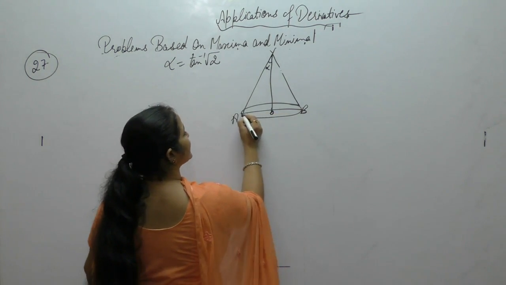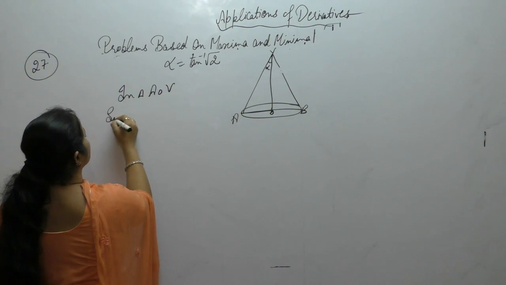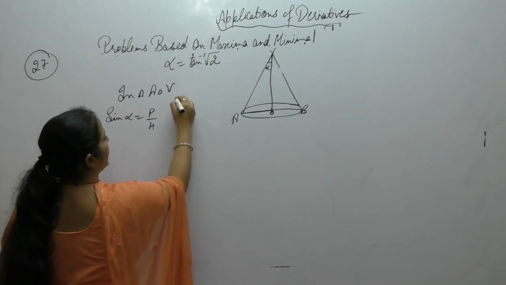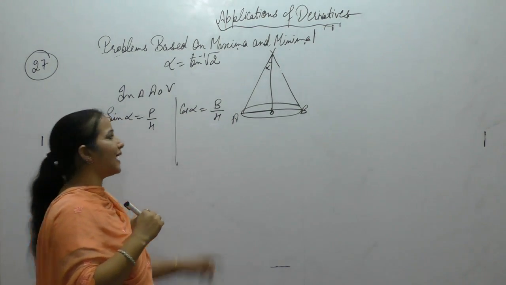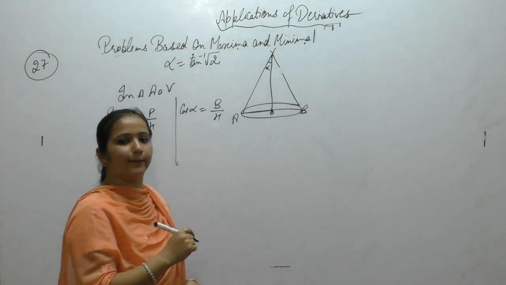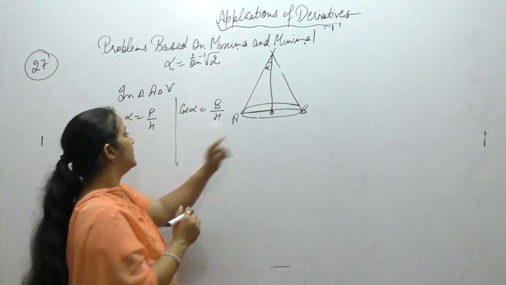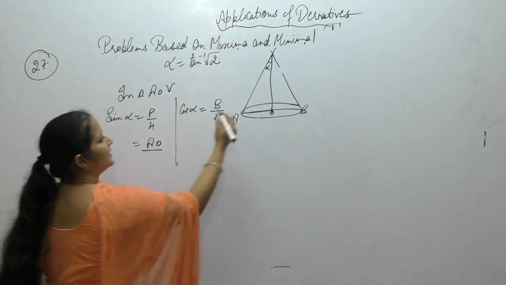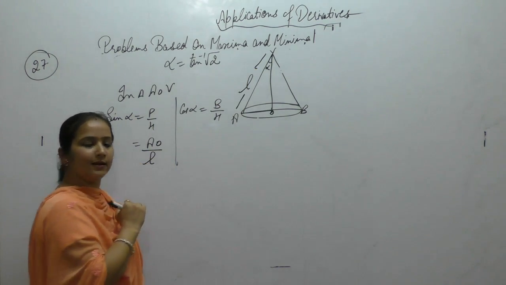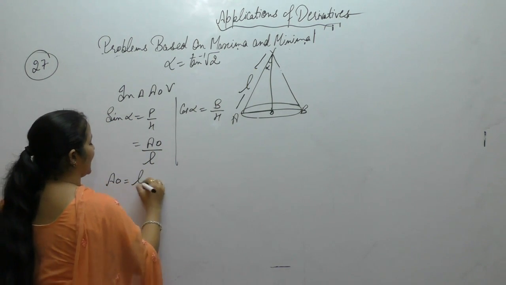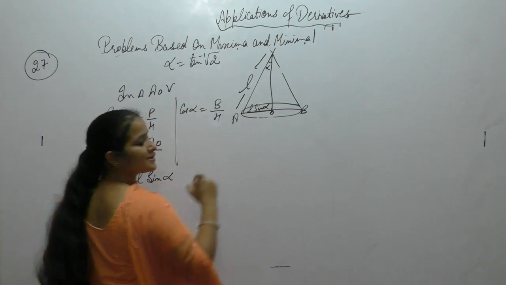We have to find these sides in triangle AOV. Sin alpha is equals to P upon H. Cos alpha is equals to B upon H. Base upon hypotenuse, perpendicular upon hypotenuse. Angle की जो सामने की side होती है, that is always perpendicular. So perpendicular AO. This is slant height of a cone L upon hypotenuse is L. So from here we get AO as L sin alpha.